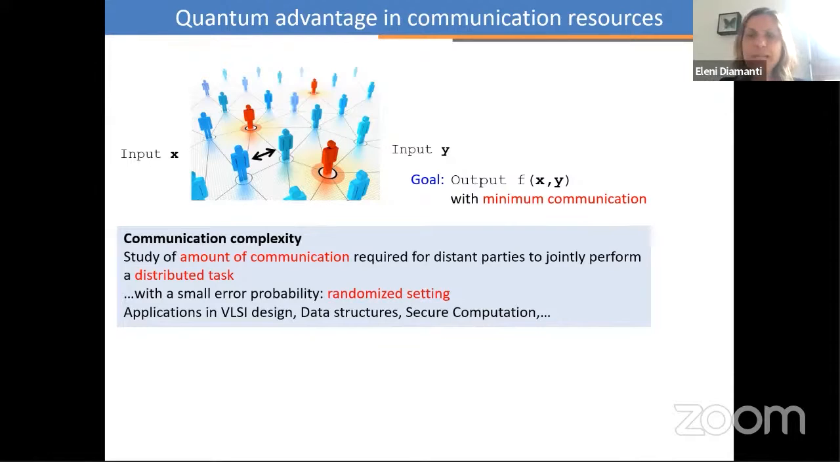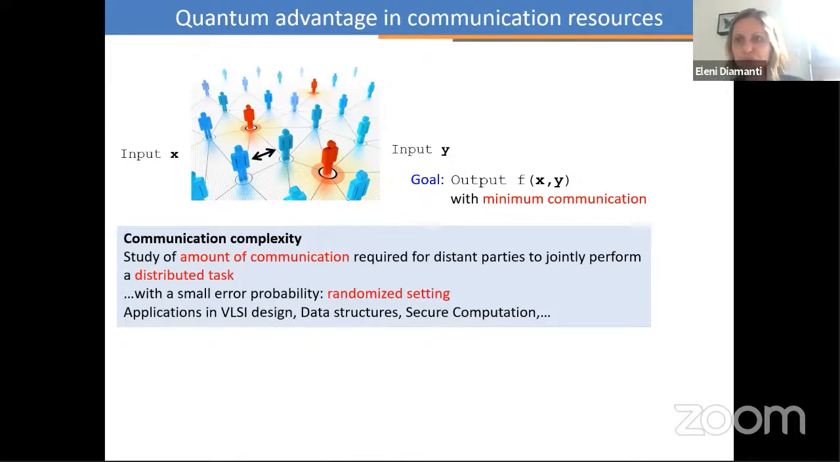I'm going to explain here a little bit the notion, because it's not widely known in the physics community. What we're interested in with communication complexity is that we have again our two parties in a network, each one of them receives an input, and the goal is to output a function of these two inputs with minimum communication. So the communication complexity studies the amount of communication required for distant parties to jointly perform a distributed task. This is the premise of what we want to do.